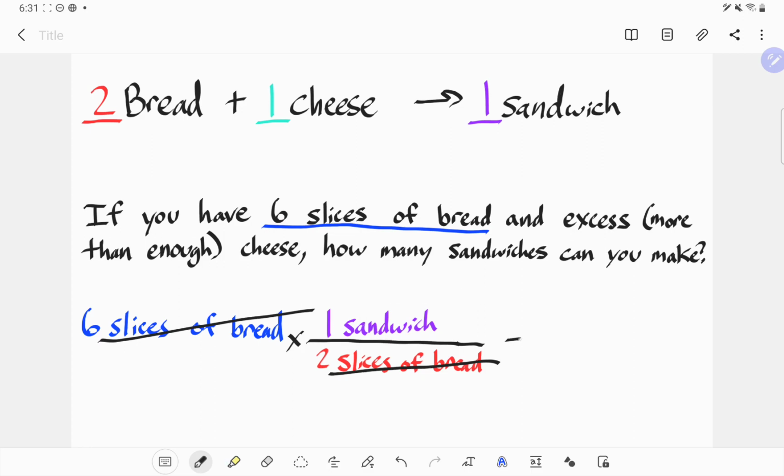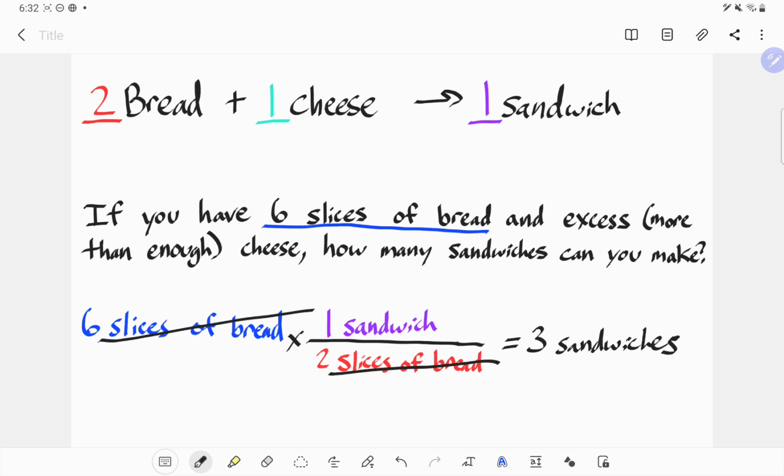So when I type this into my calculator, I'm going to get 6 times 1 divided by 2. And that will tell us that we will make 3 sandwiches. So 6 times 1 divided by 2, we get 3 sandwiches. And like I said, I bet a lot of us were able to solve that on our own, but this is the more formula, mathematical based way of doing it. I encourage you to do it whatever way makes sense to you.